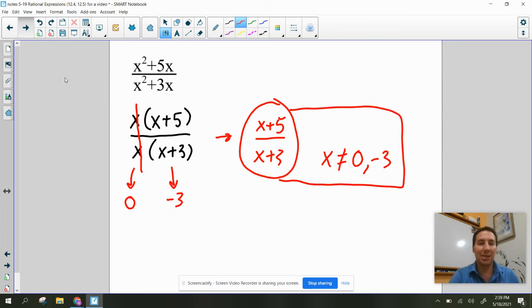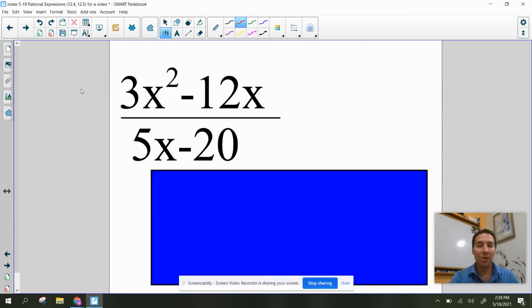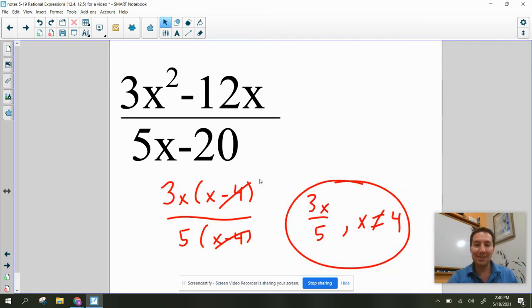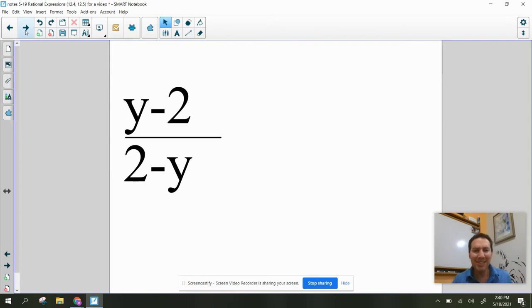Do you all want to try this one right now? Try simplifying this one. Pause the video. You're going to factor, cancel things out, and did you end up with this? 3x over 5 with 4 as the restriction? If so, nice job.